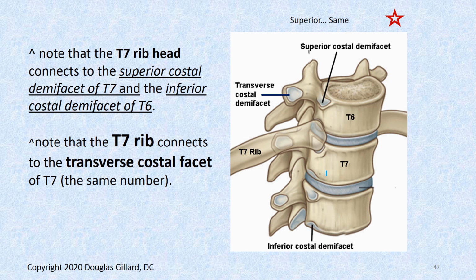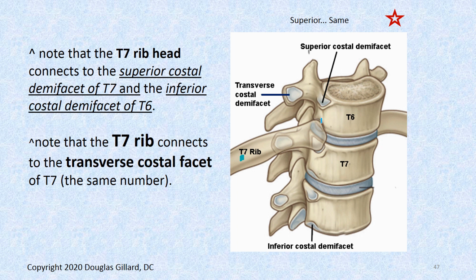Here's a nice see-through drawing where you can see here's the T7 rib, right? There's the T7 vertebra, T6 vertebra. Here's the superior costal demifacet. Down here you can see through. That's connecting to its own. Superior costal demifacet is the same. So that's a T7 property. But see how it also connects to T6.